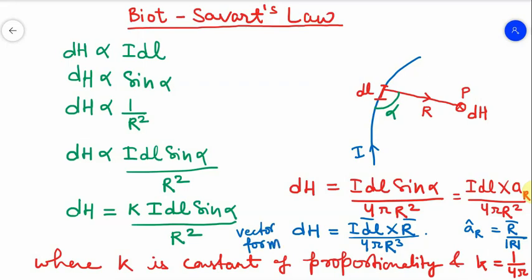This one is the vector form. So the direction of dH can be determined by the right hand rule. Okay, this direction can be determined by the right hand rule. So this is in terms of the current element.